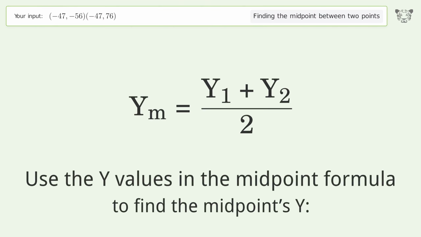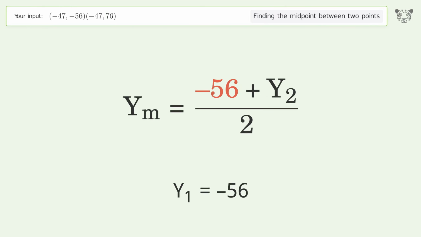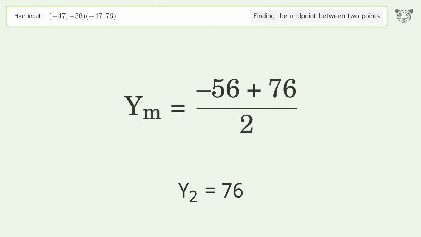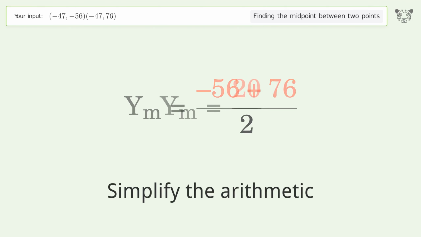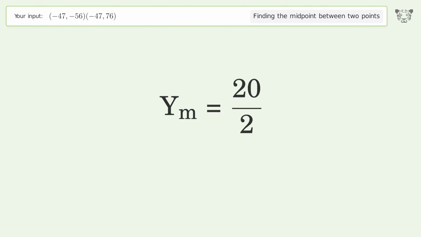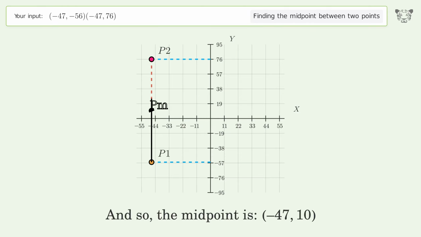Use the y values in the midpoint formula to find the midpoint's y. y1 equals negative 56. y2 equals 76. Simplify the arithmetic. And so, the midpoint is negative 47, 10.